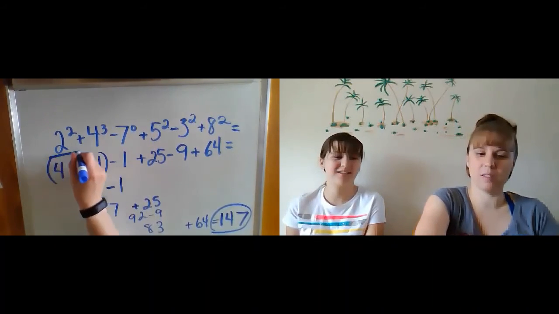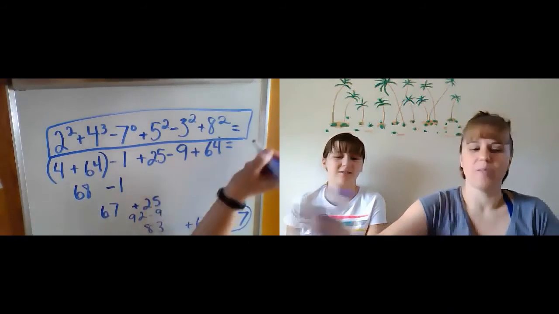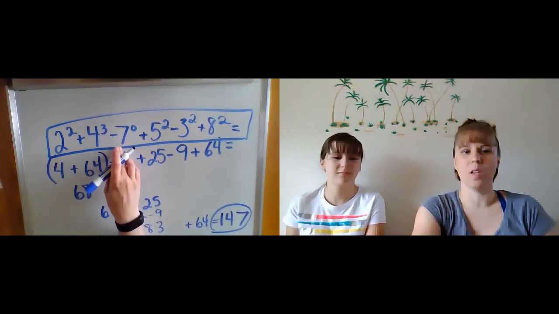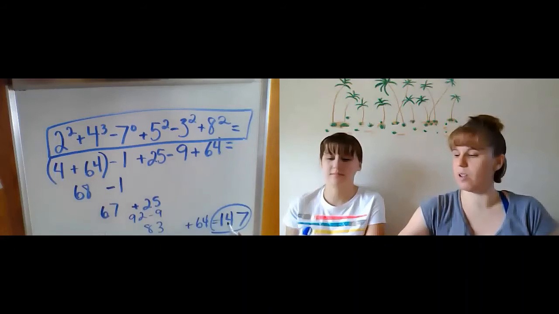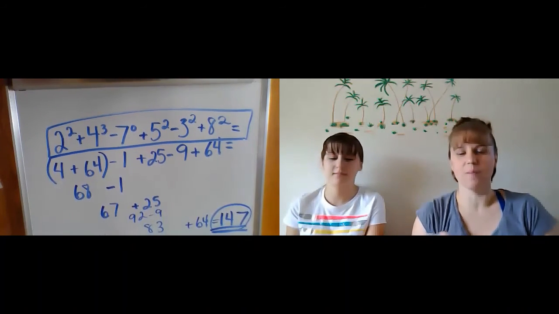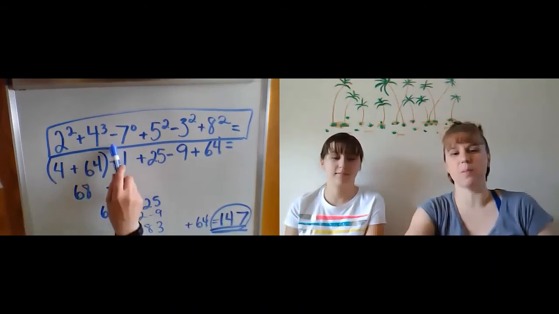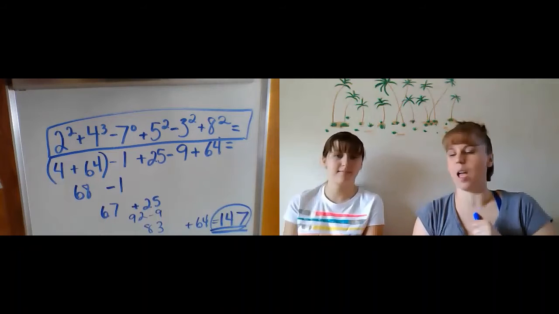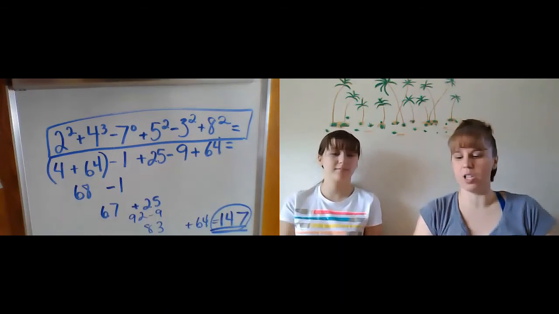I'm going to put a box around our equation so you can see what we started with. 2 squared plus 4 cubed minus 7 to the 0 plus 5 squared minus 3 squared plus 8 squared equals 147. So we added in a little more difficulty by putting some subtractions in there, but you are all able, and this isn't too hard for you. This is a good challenge.